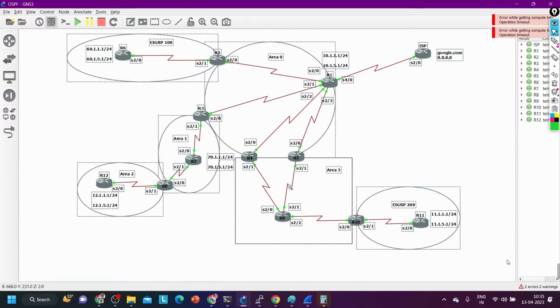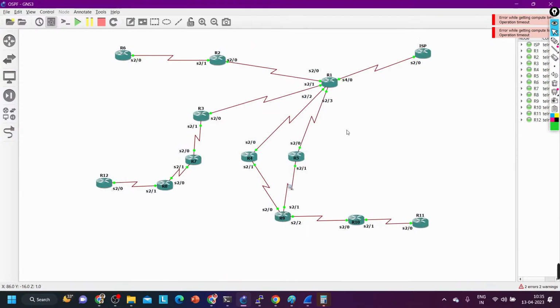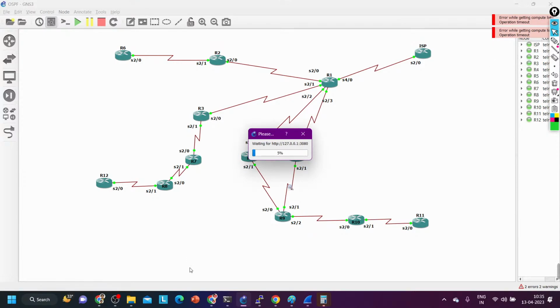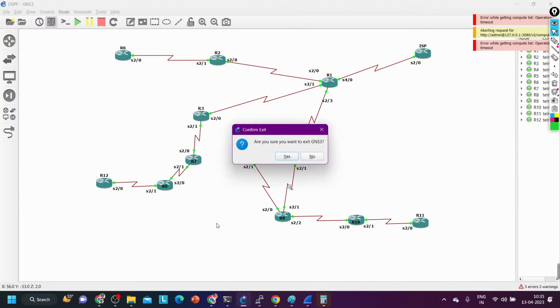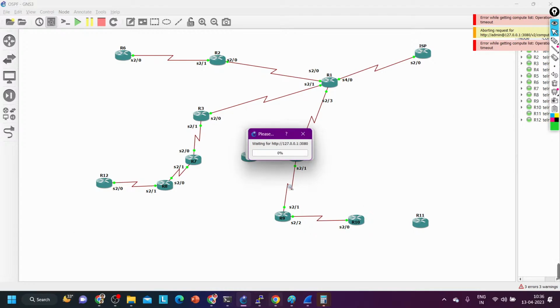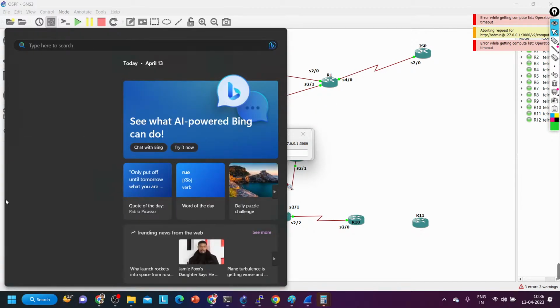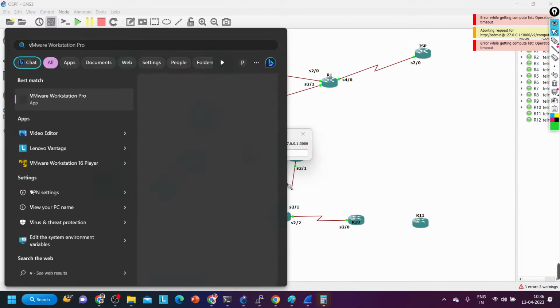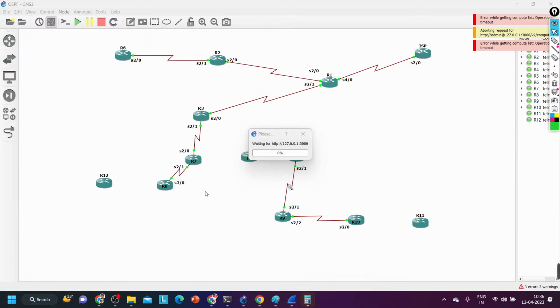Now I am going to delete this topology. I don't need it. Or what I can do, let me close this one. And let me make one topology in VM, because I am damn sure here we cannot run the command which I am going to run to make you understand the OSPF network type. And this is the last topic of OSPF.